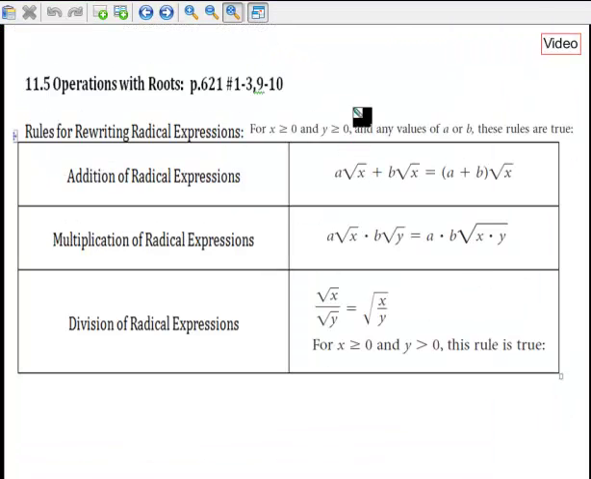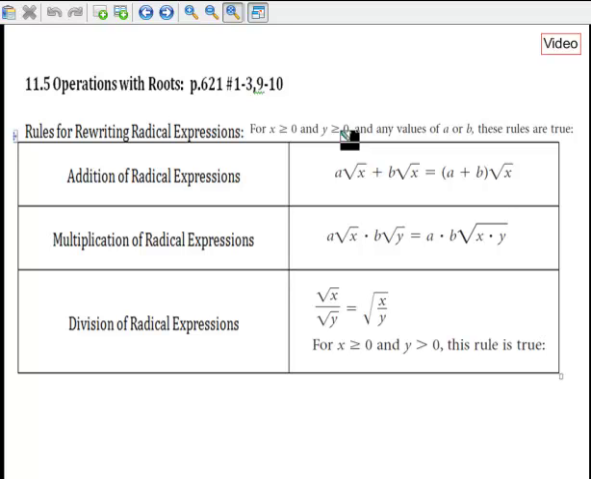All right, 11.5, operations with roots. Our focus problems for this section are going to be on page 621, 1 through 3, and 9 and 10. We're going to start here with rules for rewriting radical expressions.